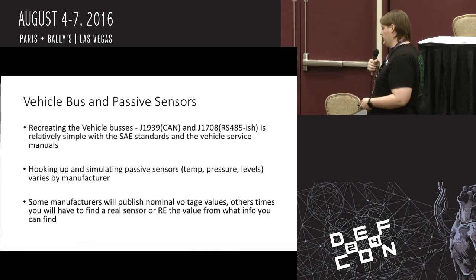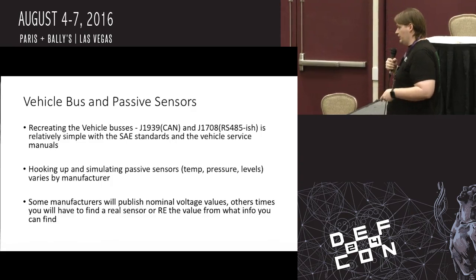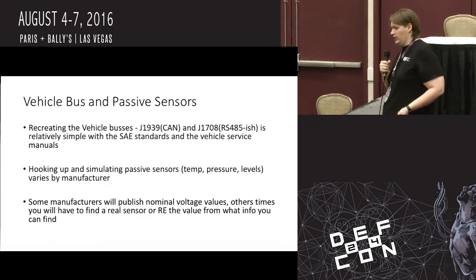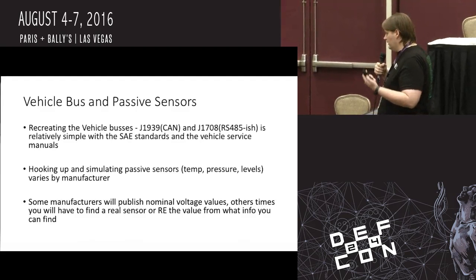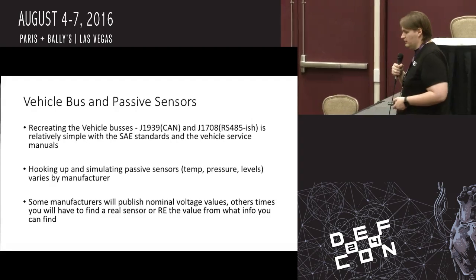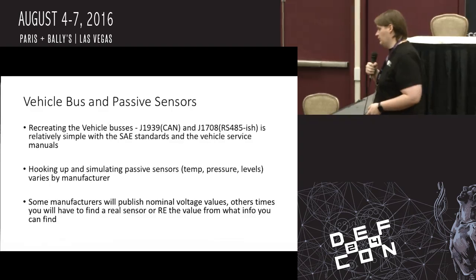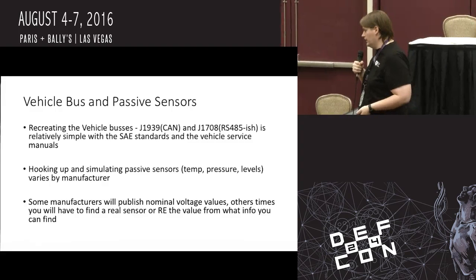To recreate all of the things inside the vehicle, we had to create the J1939 network, which is a basic CAN bus, which is not complicated. Lots of people have talked about that. There's also the older legacy J1708 bus, and we had to roll our own electronics for that. We talked about that in our talk on Friday, and there's some stuff on GitHub if you are interested.